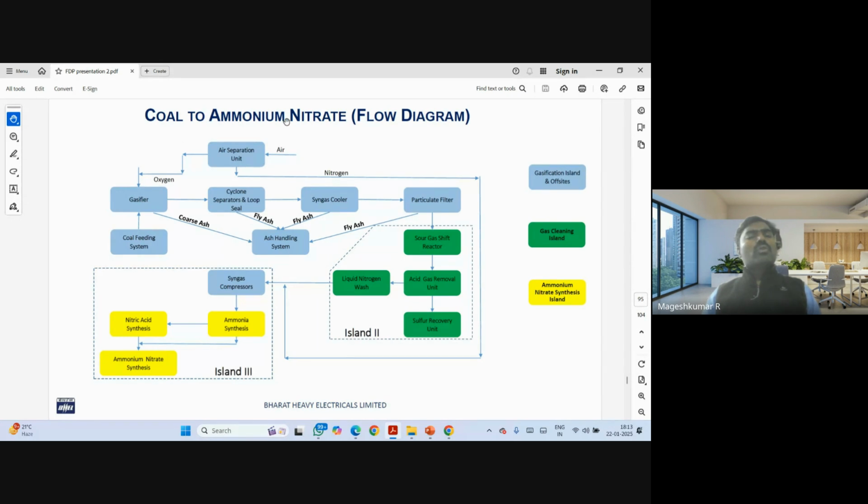This is our coal to ammonium nitrate flow diagram. It's shown over here. See, whatever is notified in blue, like fly ash, this entire setup is now being manufactured and supplied. For the rest of the technology, some are tied up with many foreign players. We are building it. Some are borrowed and some are indigenously developed. Few of the technologies are indigenously getting developed.